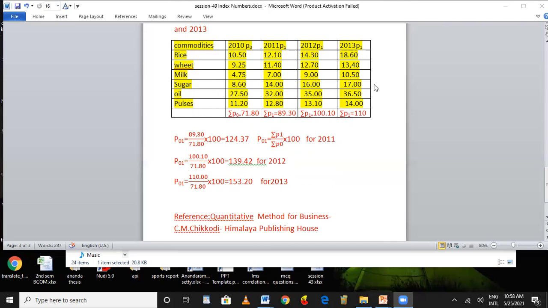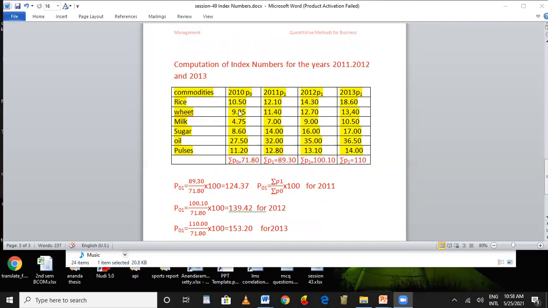You will get it here: for rice 18.60, wheat 13.40, milk 10.50, sugar 17, oil 36.50, pulses 14. If you get the total, we have to apply the formula for the index number. The formula is P01 equals sigma P1 divided by sigma P0. Sigma P0, as we know, is 71.80. So this is the base year.